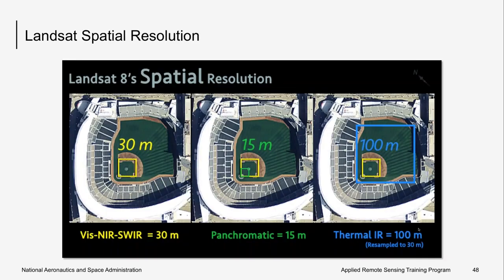Sometimes it's hard to visualize what pixel size represents on the ground. So these images show you what 15, 30, and 100 meters look like relative to a baseball diamond. The common 30-meter Landsat pixel is about the size of the infield of the baseball field, while the 15 meters is about the square size from home plate to the pitcher's mound, and then 100 meters is about the entire field. So for the bands that are 30 meters, you cannot distinguish differences that might occur within that 30 meters.